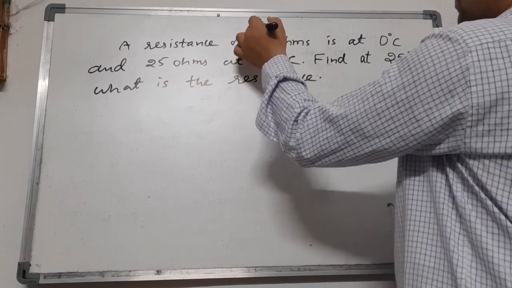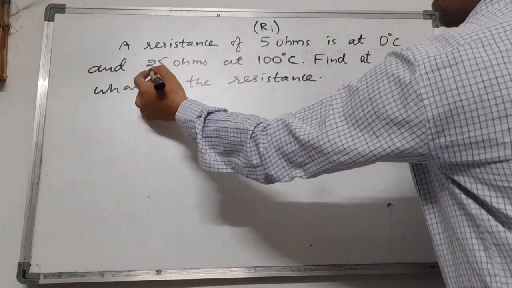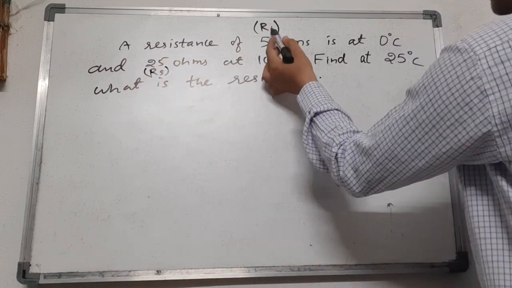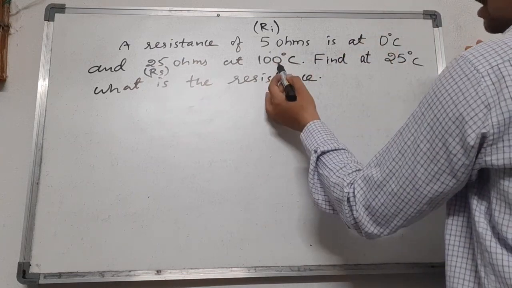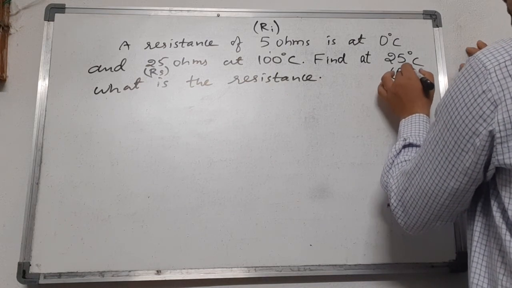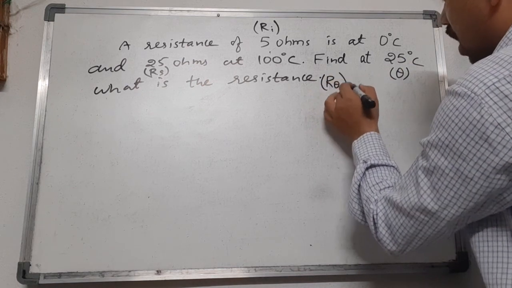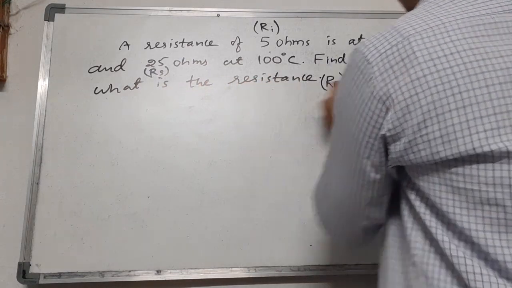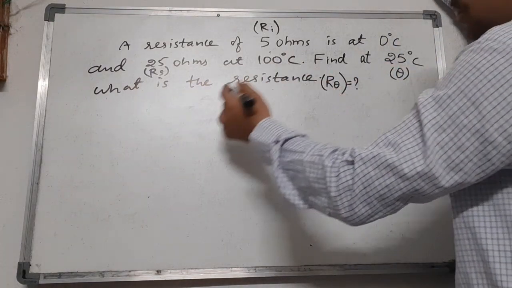First of all, what is this one? This one is called Ri, and this one is Rs, resistance at steam. Ri is the initial resistance, that is at the melting point. Rs means resistance at steam, that is at 100 degrees Celsius. And the theta value is given here. And the corresponding resistance at theta value, that is R theta, is equal to how much? We have to find. He is asking what is the resistance at 25 degrees Celsius, means R theta we have to find. So let us write a formula first of all.